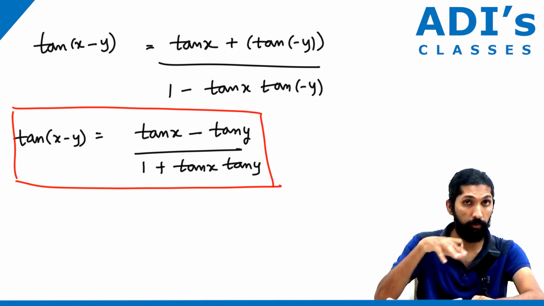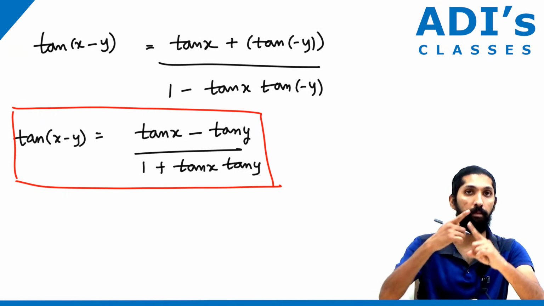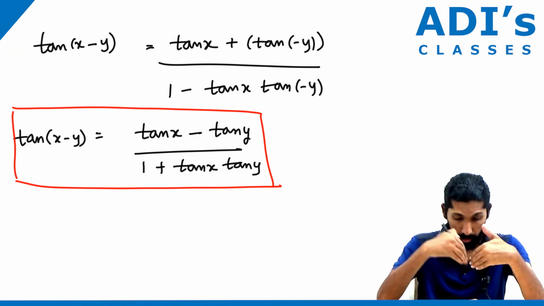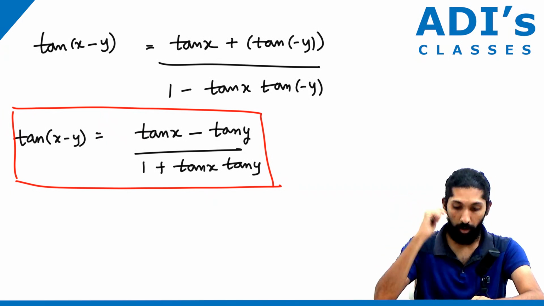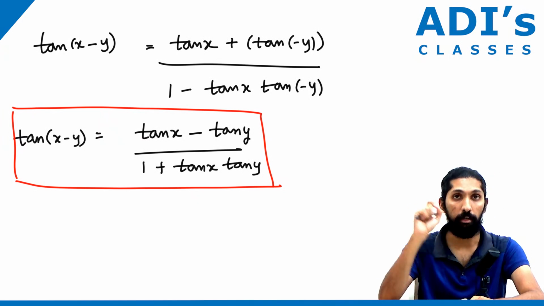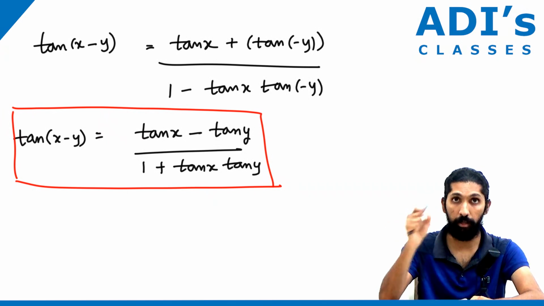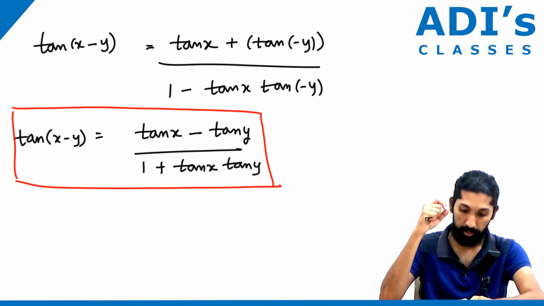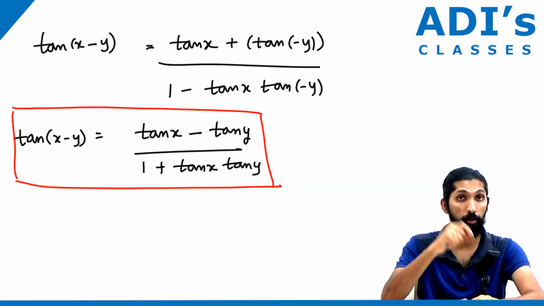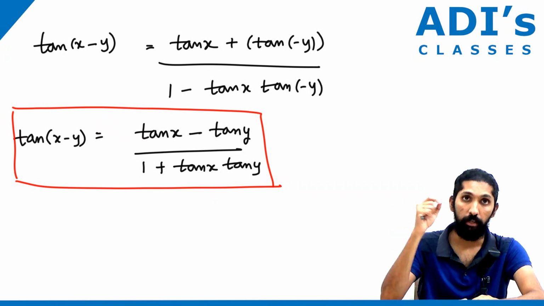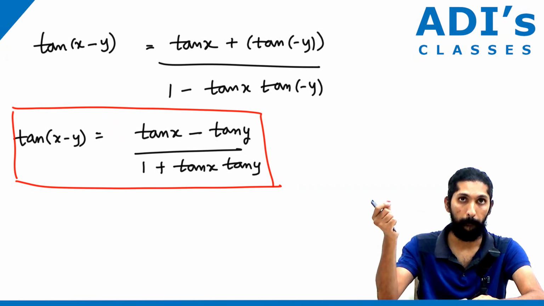Now we are going to use this formula quite a lot, especially when it comes to straight lines. The angle between straight lines, we use this particular formula, tan of x minus y. Now all these are standard compound angle results. Apart from this, we also have cot of x plus y and cot of x minus y, which is basically the reciprocal of this one. When you take cot of x plus y, then you will get 1 minus cot x cot y by cot x plus cot y.